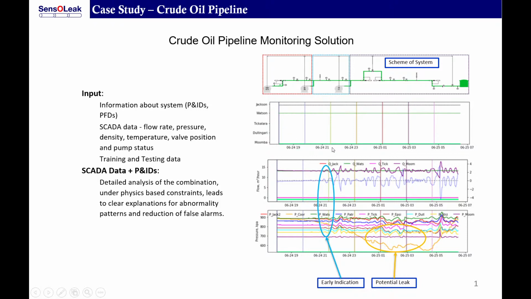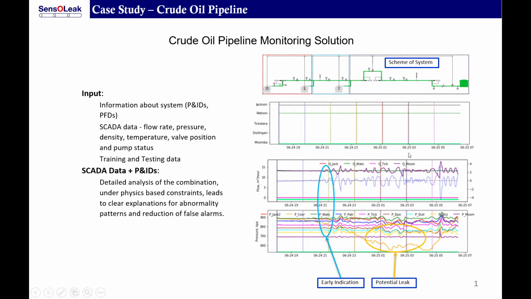This next plot shows the flow rates and the pump statuses, so we can get an idea of what should be happening, what is on and what is off. Again, it's just a quick sanity check to make sure the data makes sense for what's going on in the system. Then we show pressure and flow rates over time, and this example is pretty indicative of something going wrong.